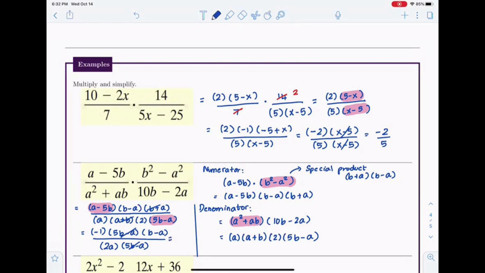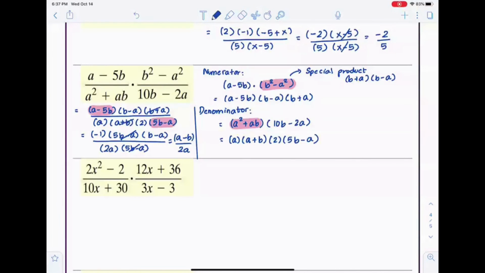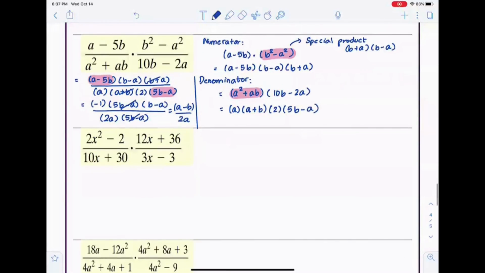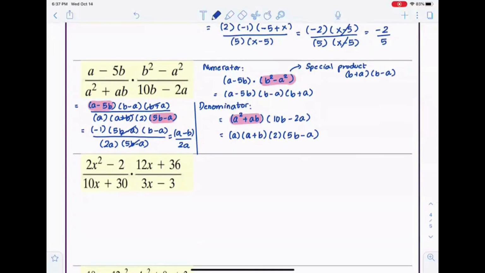I can distribute the negative back in. Negative 1 times b is negative b. Negative 1 times a is a. So we have a minus b divided by 2a. So same approach, numerator, then denominator.